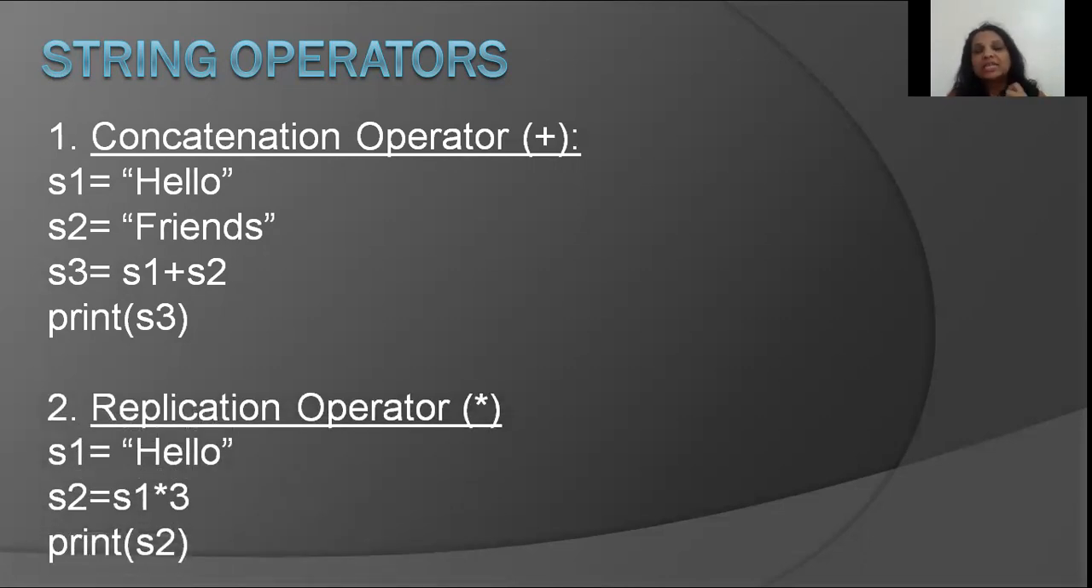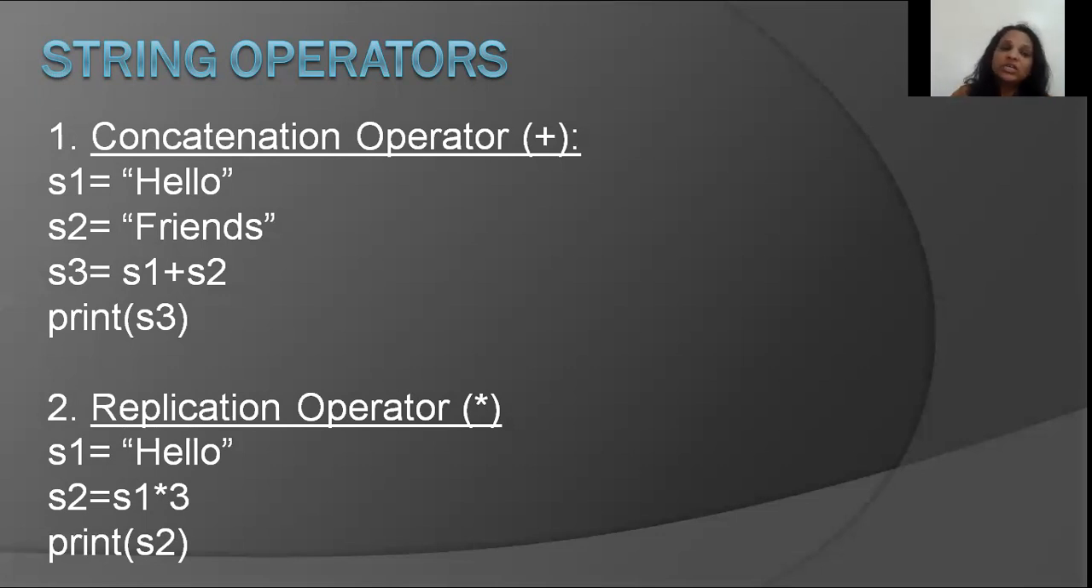Another operator is the asterisk sign. It's called the replication operator. It also has two roles. In numbers, the asterisk sign would mean multiplication. In strings, the asterisk sign means repetition or replication. To understand that, I have written S1 is equal to hello, and then I wrote S2 is nothing but S1 multiplied by 3. That means repeat the value of S1 3 times. So it's hello, hello, hello. And that's stored where? In S2, and I print S2.